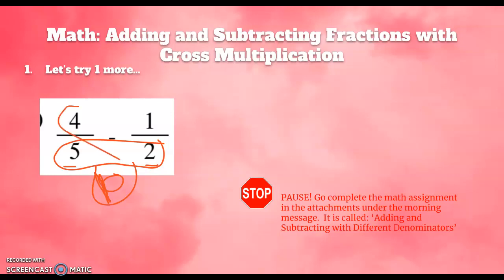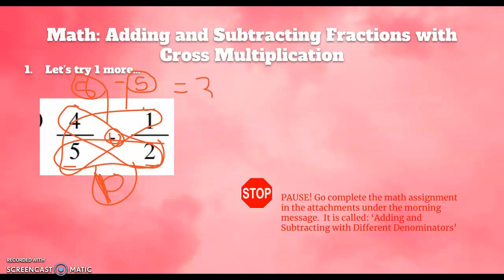I'm going to take this numerator here. I'm going to multiply it with the denominator here. 4 multiplied by 2. That gives me an answer of 8. And then this numerator here with this denominator here. And that gives me a product of 5. And then I'm going to subtract, because that's what I had to do originally. So I do these 3 times tables and then I subtract. 8 subtract 5 gives me 3. And the common denominator that I found was 10.